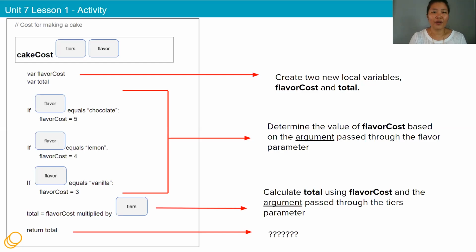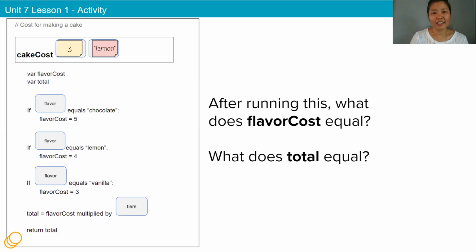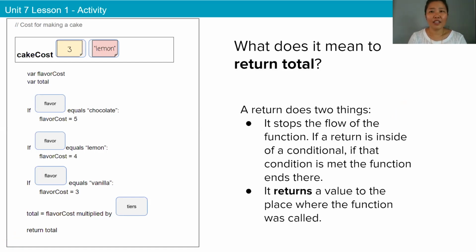But where is it returned and what does that even mean? Before we discuss that, let's go ahead and calculate and run our program. You can pause and restart the video once you have answers to what does flavor cost equal and what does total equal. Did you get flavor cost equaling 4? And did you get the total to equal 12? I hope so. But now let's go back to that return we were talking about.